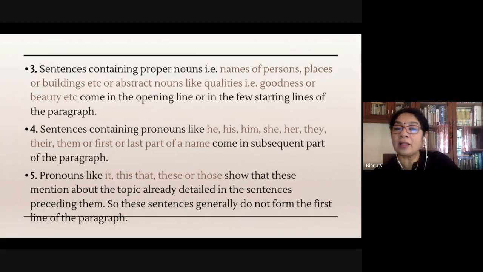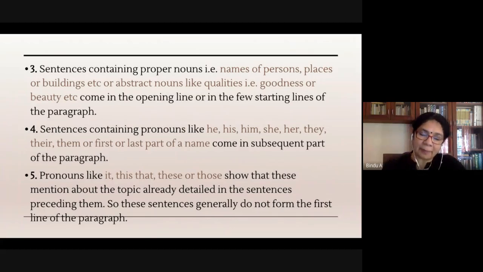Similarly, Mahatma Gandhi is the father of the nation. Mahatma Gandhi has been mentioned there. Then, naturally, that should be the first part of the paragraph. So look for these proper nouns, names of persons, names of places, buildings, even things like beauty, goodness, peace, etc. All these would normally come in the first sentence.